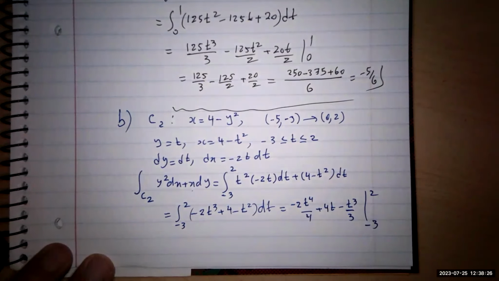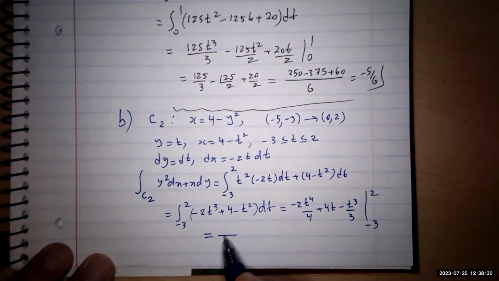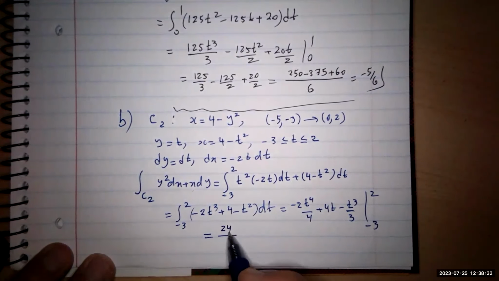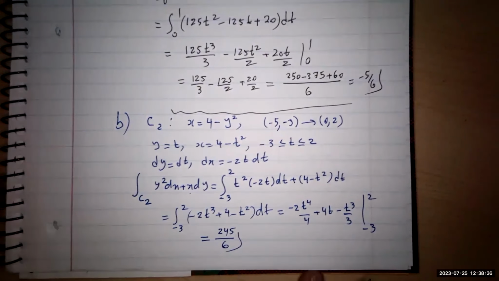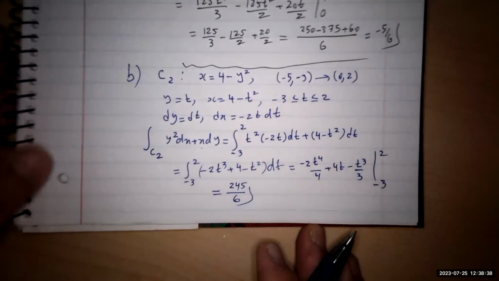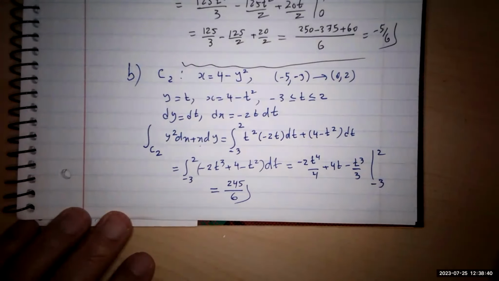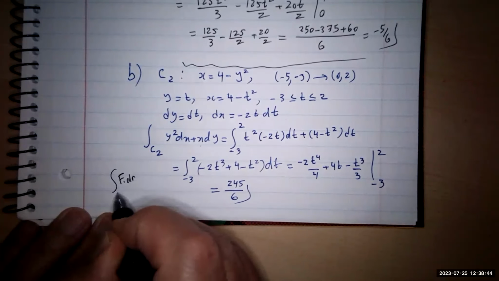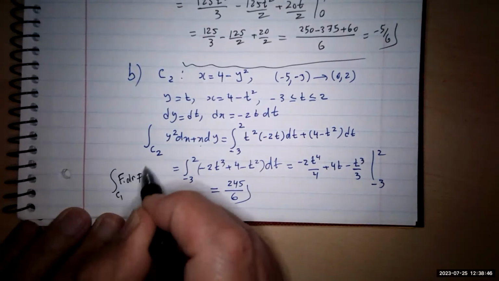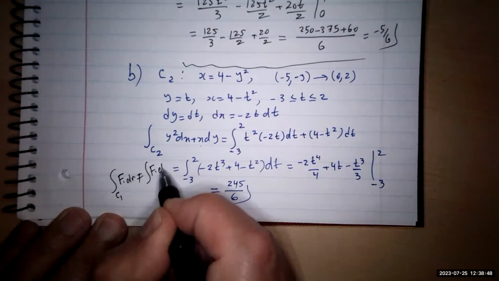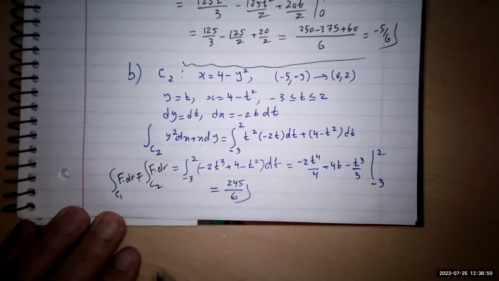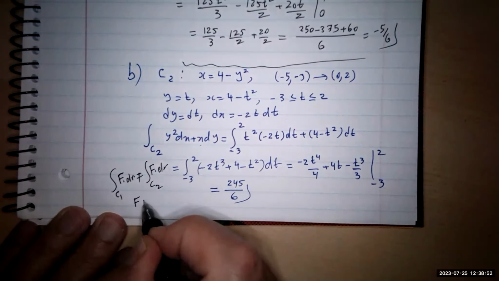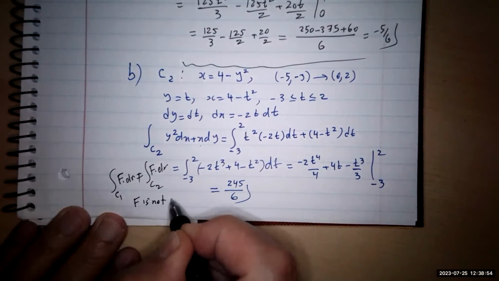Okay, we can substitute together. I'll give you the final answer, you can check it. So the final answer is 245 over 6. Okay. So the conclusion is that, as you can see, the integral of F dot dr over C1 is not equal to the integral of F dot dr over C2, and we are not surprised because F is not conservative.